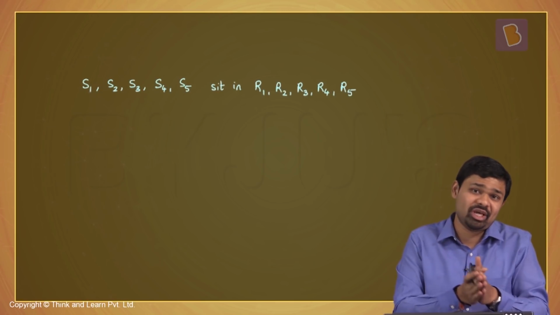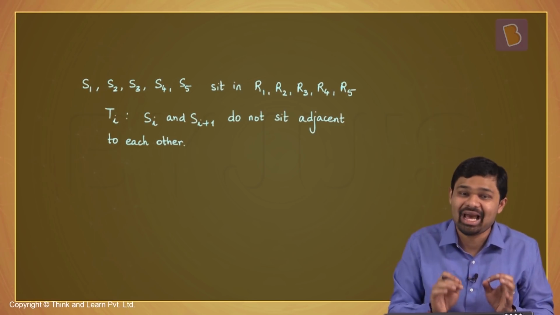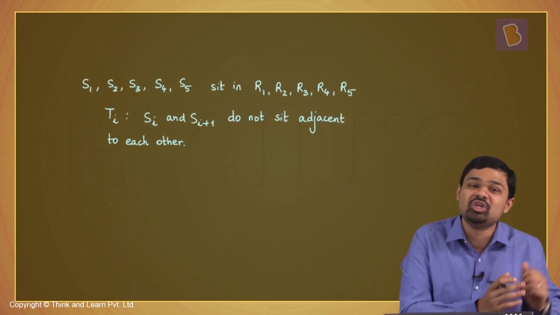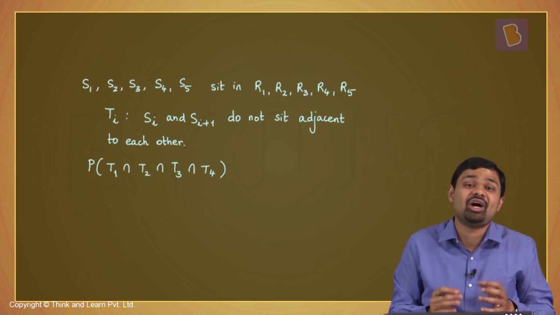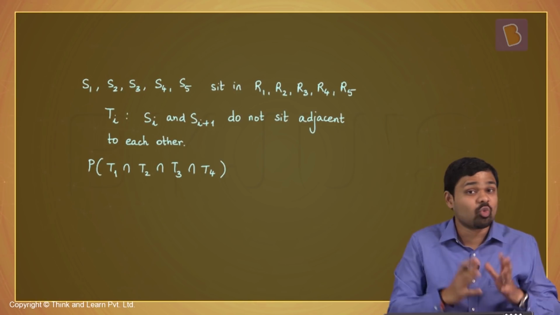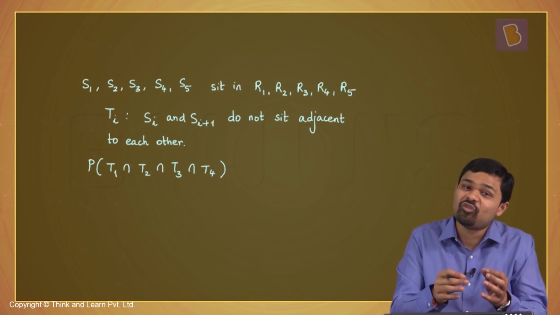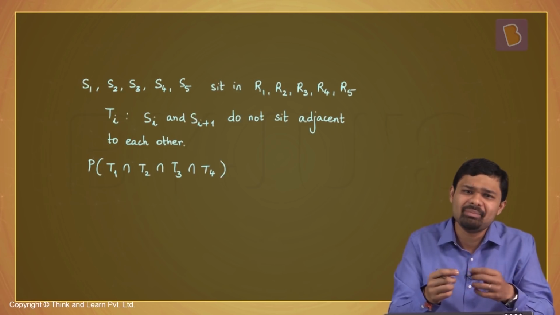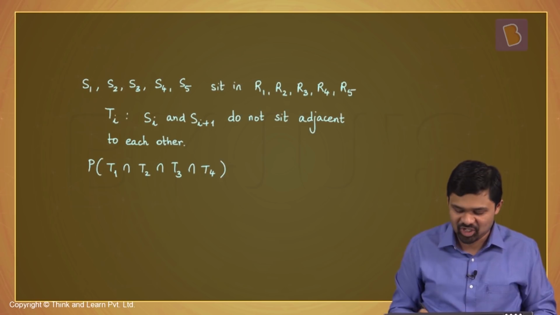So now S1 to S5 are sitting in R1 to R5, and now we've defined Ti as an event where Si and Si plus 1 don't sit together in the examination. And the probability that we've been asked to find out is the intersection of T1, T2, T3 and T4, which means that 1 and 2, 2 and 3, 3 and 4, 4 and 5 do not sit together. So people whose numbers are next to each other don't sit next to each other in the examination.